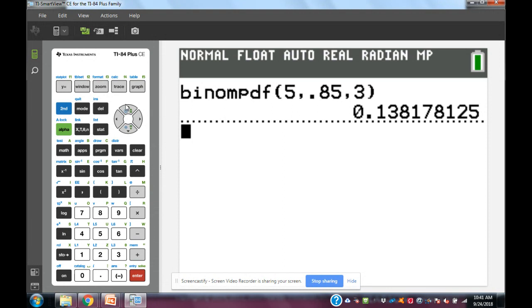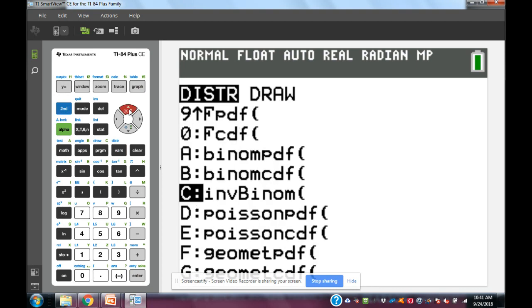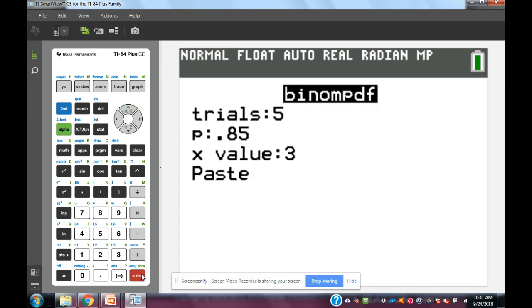That's the same idea as we had last chapter. We did that where we're getting that cumulative probability out of that. So here we're looking for an exact number. Okay, so how do we get there again? Second, variables for distributions. We're looking for binomial PDF. Yeah, that's the way to do it.